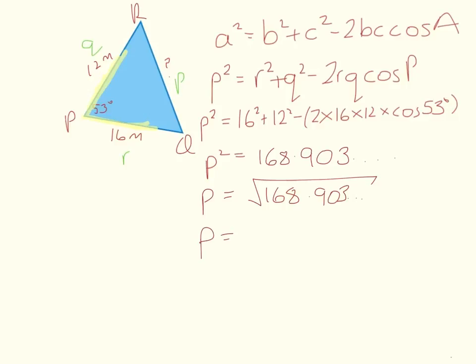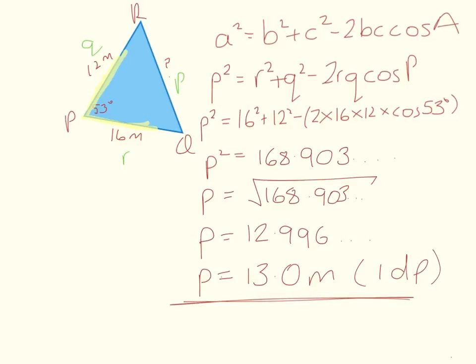So P equals 12.996. And if we're to do that to 1 decimal place, P would equal 13.0 meters to 1 decimal place. So the things to note here are you are given this in your exam, and you should know to use this because your angle is sandwiched in between the two sides which it's attached to, and we know the lengths of both sides. Thank you very much.